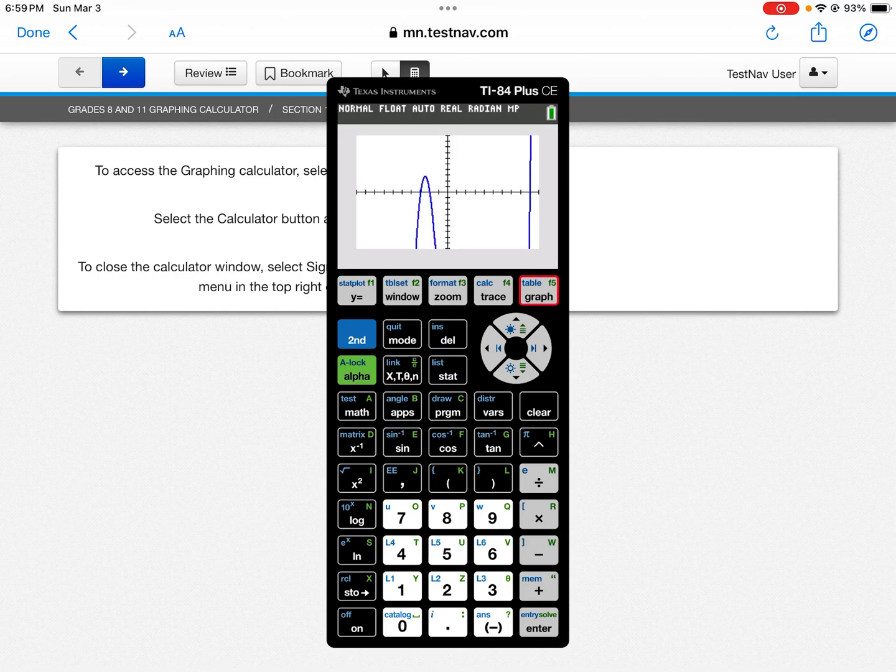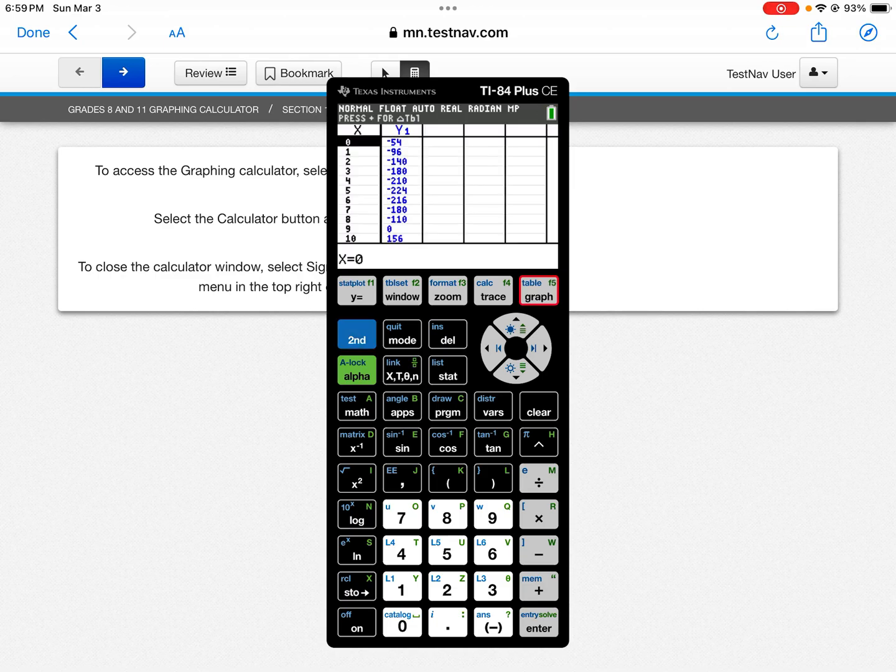And we can hit graph if we want, negative 3, negative 2, and 9. Or we can look at the table. And right there at negative 3 is a 0. And at negative 2 is a 0. And at 9 is a 0. So those are our answers.